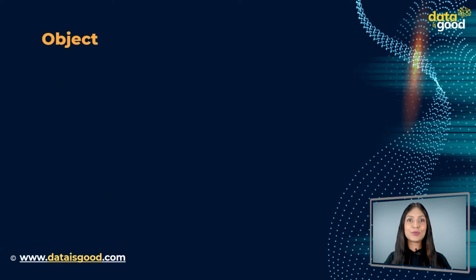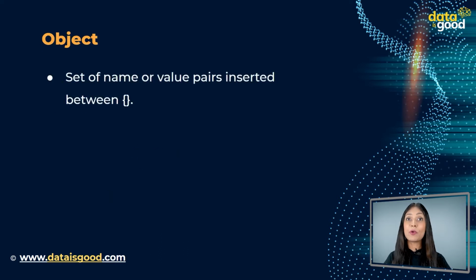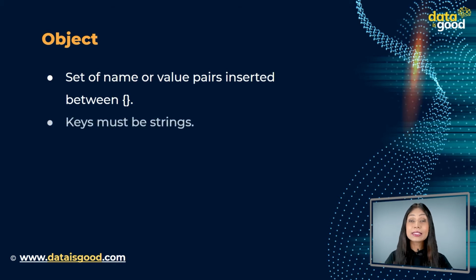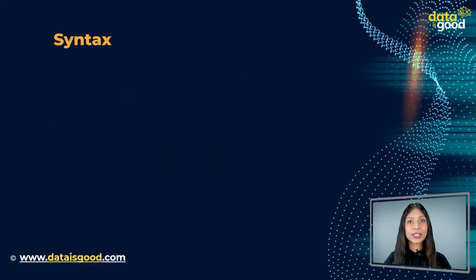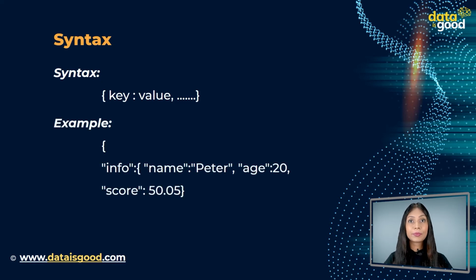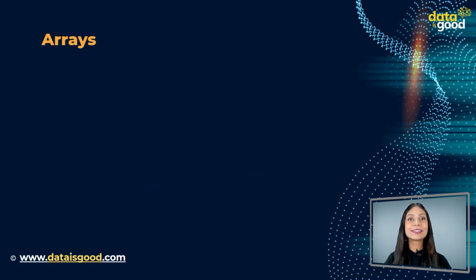Next one is object. It is a set of name or value pairs inserted between curly braces. The keys must be strings and should be unique, and multiple key and value pairs are separated by a comma. Syntax of a JSON object is {key: value}. Example is info: {name: Peter, age: 20, score: 50.05}.